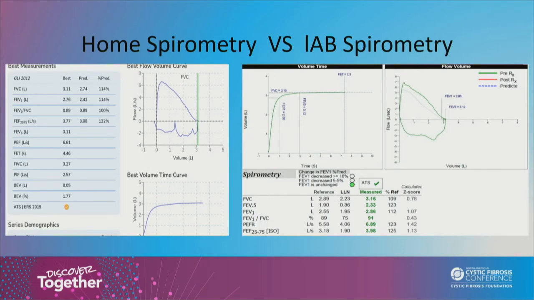So this, I think, is confidence-inspiring when you think we've got these very small handheld devices. They have to be cleaned and disinfected. Is the patient doing the test right? This kind of shows you, if you have access to the dashboard or a look at their loop, that you can get a lot of information and be confident that you're getting good quality spirometry.